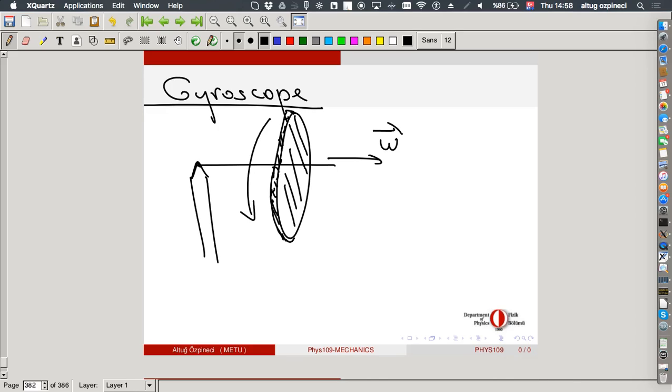Now, what is the direction of the angular momentum of this object? Since it's quite a symmetrical object, the angular momentum will also be exactly in the same direction. This is L, which is equal to I times omega. Now, this I is for rotations around this axis.